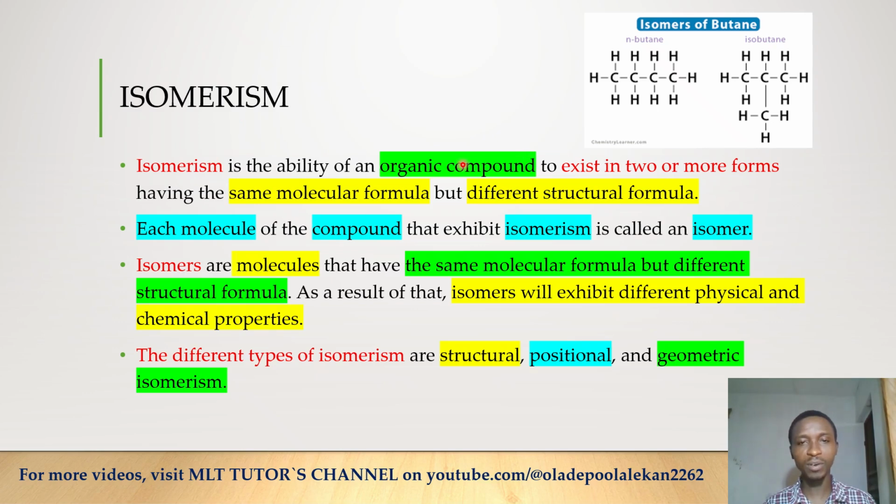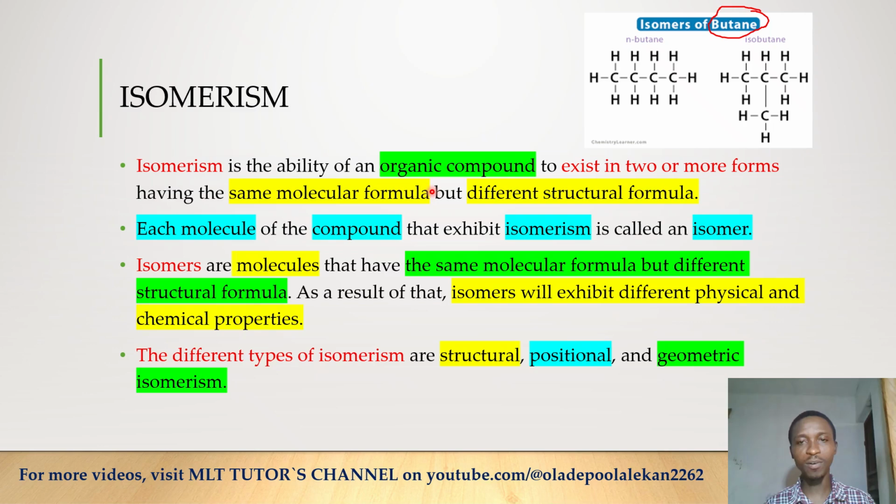Isomerism is the ability of an organic compound to exist in two or more forms, having the same molecular formula but different structural formula. What's the meaning of this? How do we break this down to the barest minimum? We said isomerism is an ability of an organic compound, and here is an organic compound, butane.